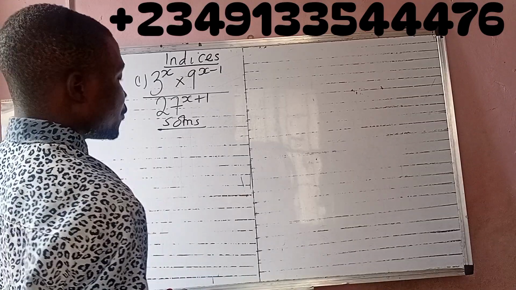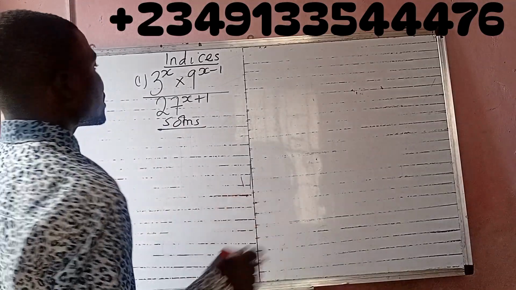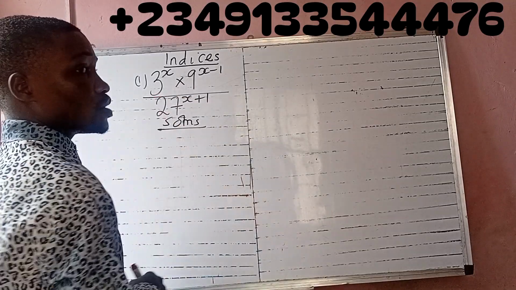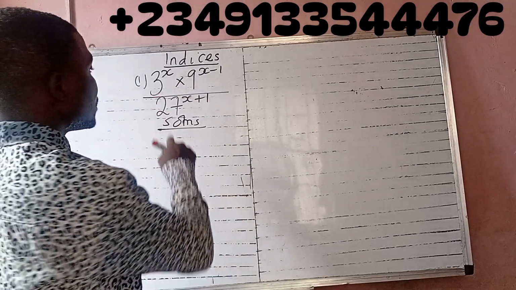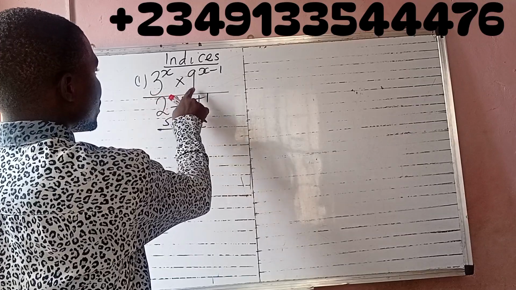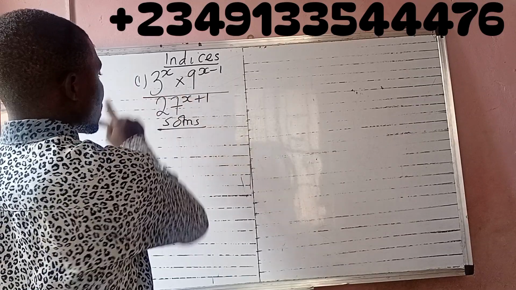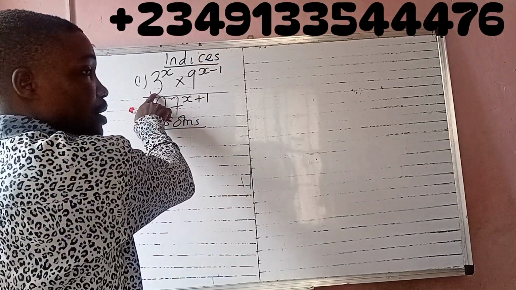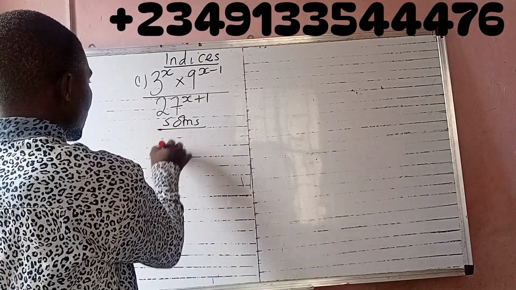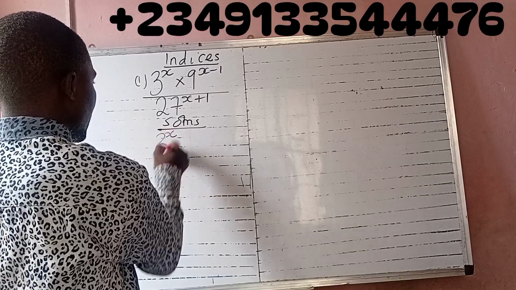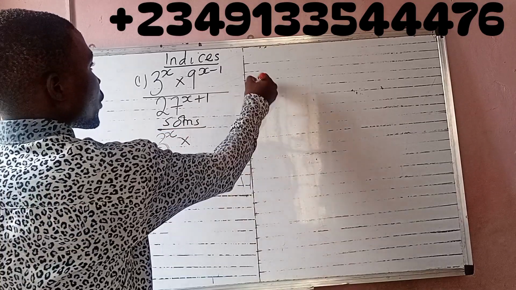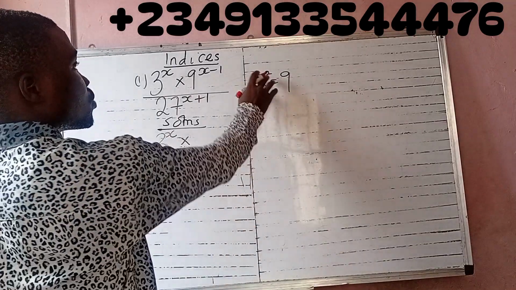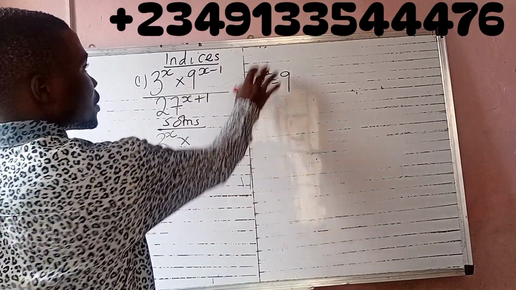Now, if you observe here, you will notice that we have 3 here, we have 9 here, we have 27 here. So it means that we can change all these bases to 3. So everything will be in base 3. Now this one is already in base 3. So write it back: 3 raised to the power x times, 3 raised to the power 2 gives us 9, because 3 times 3 gives us 9. So we can replace this one with 3 squared.